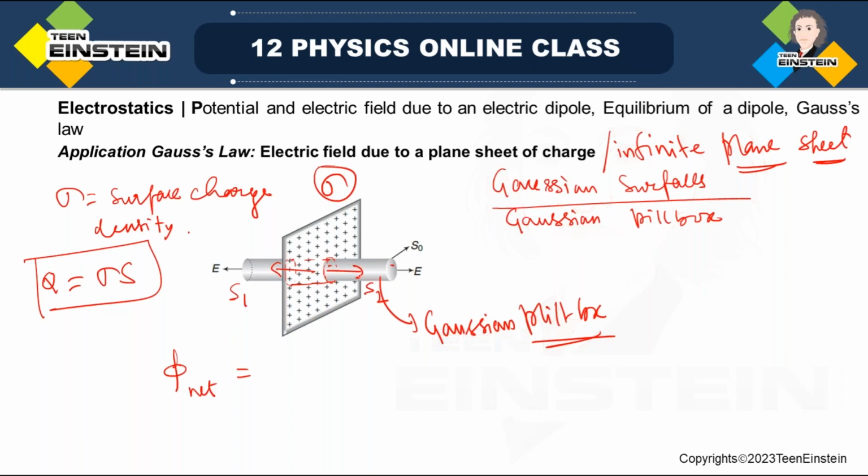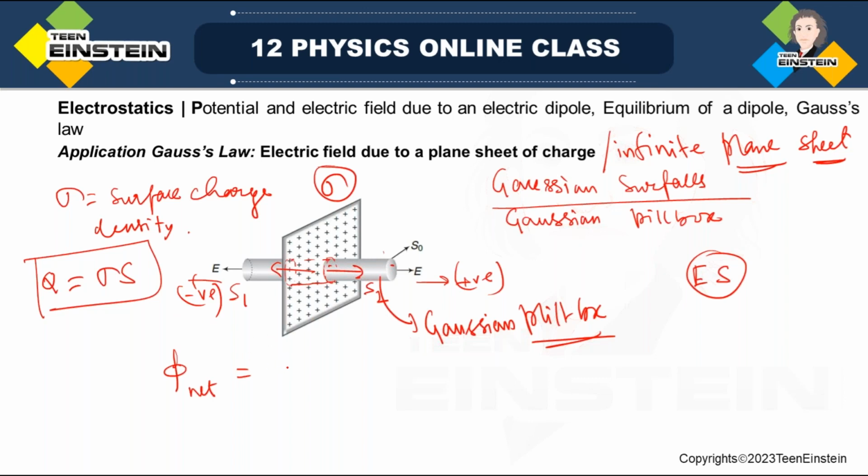We know flux will be E into S, where E is the electric field and S is the area. Suppose this area is S0. The Gaussian pillbox has area S0. I'm taking the flux as positive on this side and negative on this side.